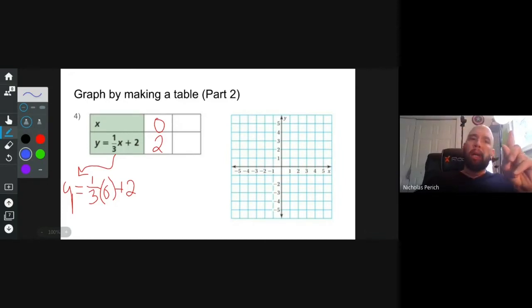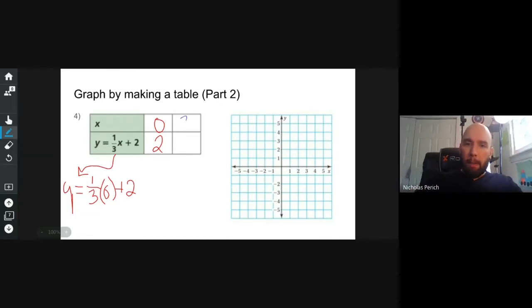Now, how do I pick my second one? Here's a trick. If you're multiplying your x by a fraction, it's always best to pick a number that is a multiple of that denominator. That way, if you take a fraction of it, you'll get a nice number. What I don't want to do is pick 1, because then I would get 1/3 times 1 is 1/3, and 1/3 plus 2 is 2 1/3, and graphing 2 1/3 is not fun.